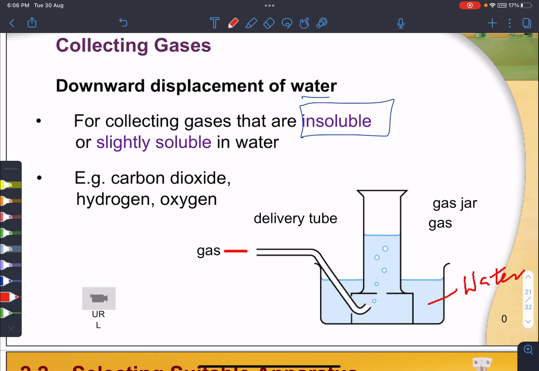Obviously, you cannot collect gases that are soluble in water. Because why? You want the gas to be collected here. So the gas will go into the water, then bubble, and go up. Imagine your gas is soluble. The gas goes into the water, dissolves, then it remains in the water. Nothing will be collected after that.